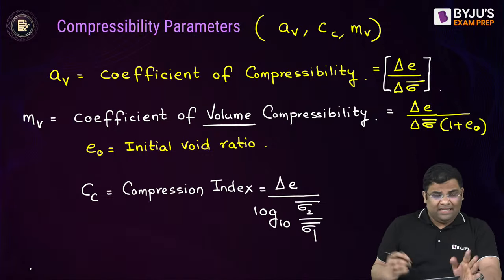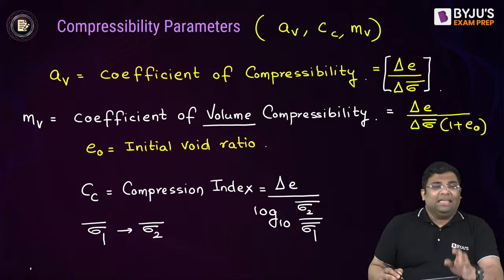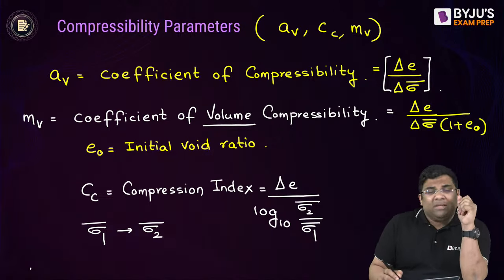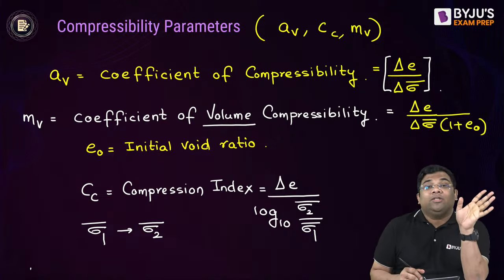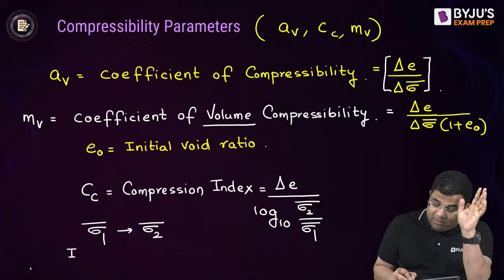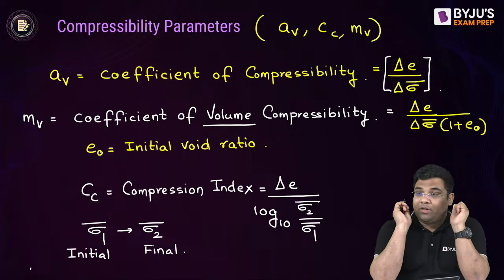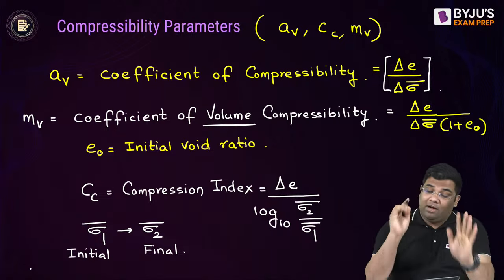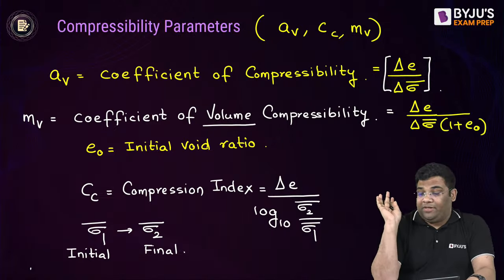Means when the stress changes from sigma 1 dash to sigma 2 dash, there is increment in the stress. So there is change in void ratio. Now the change in void ratio by log of sigma 2 dash by sigma 1 dash is known as the compression index. This I can say is the initial effective stress, and this I can say is the final effective stress. Okay, understood this formula? Yes. So these are the three compressibility parameters which can be asked in the examination.